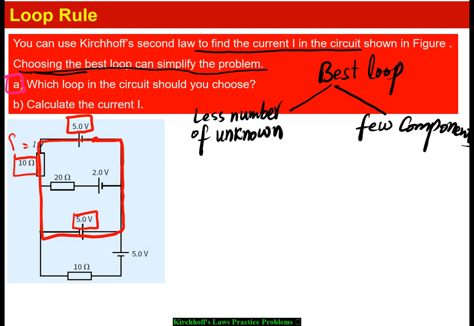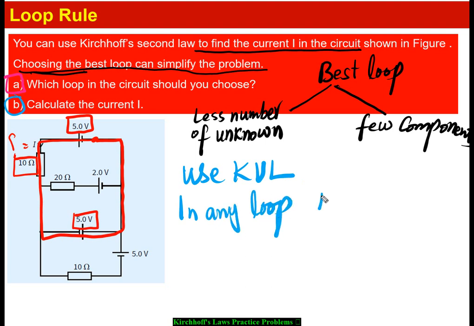So here is part B. Part B is simply asking us to find the value of current. So how can we find it now? Simply we need to use KVL. In KVL, we simply understand that in any loop, delta V has to be 0.